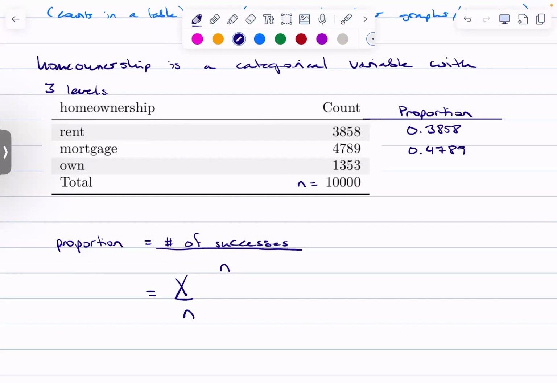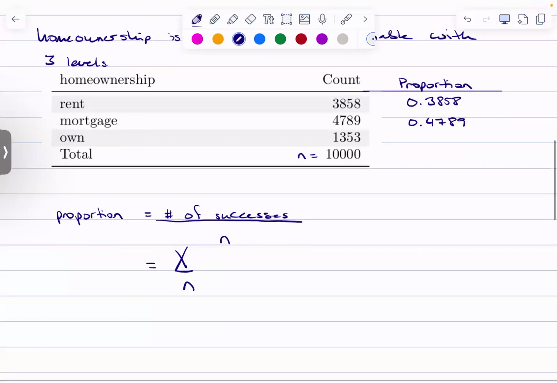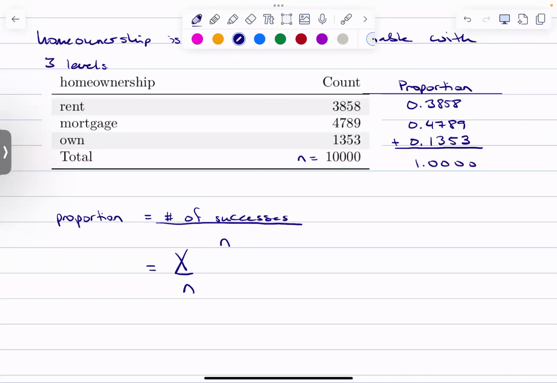0.4789. Oh, I think I'm missing, what happened here? Am I missing a zero probably? No, I'm good. But let me just bring out my calculator. Let me just check here. 0.1353. These proportions, we could kind of get there on our own, right? But these proportions should add to 1, right? If we've covered all our options, they should add to 1. So let me just check here. 0.3858 plus 0.4789 plus 0.1353. Phew. Otherwise, I did something wrong.